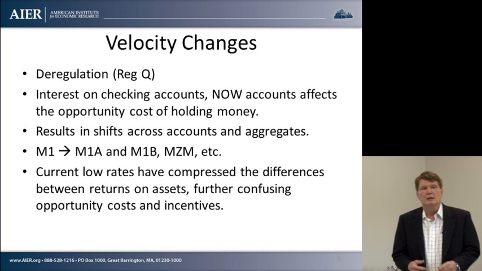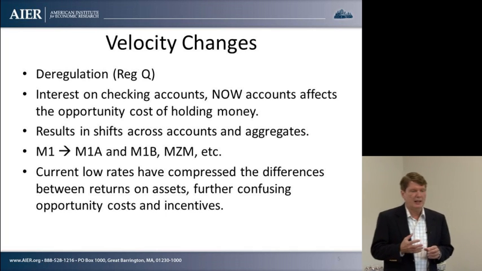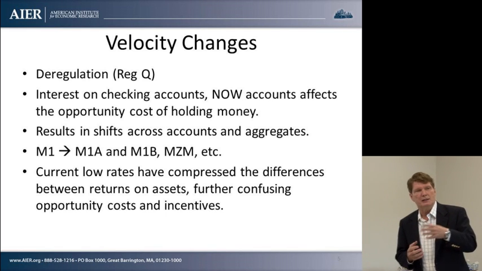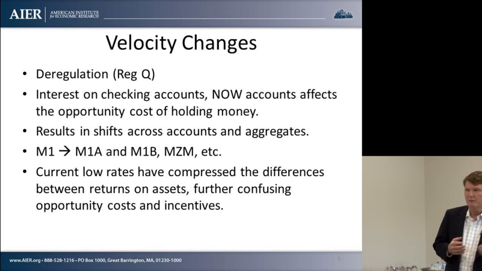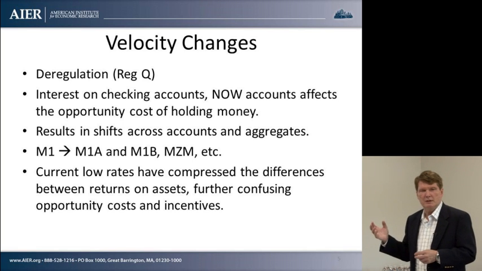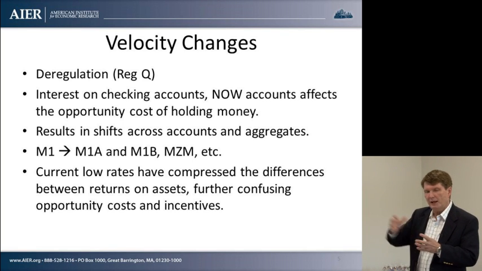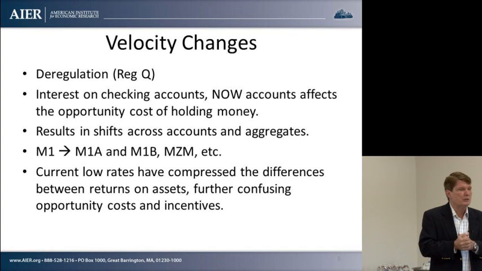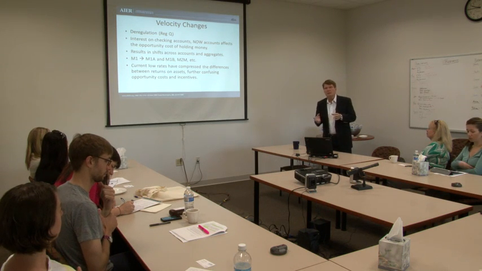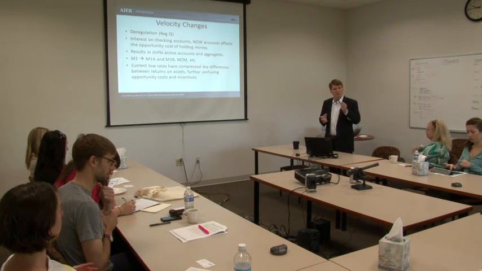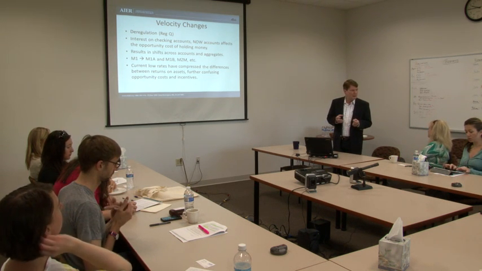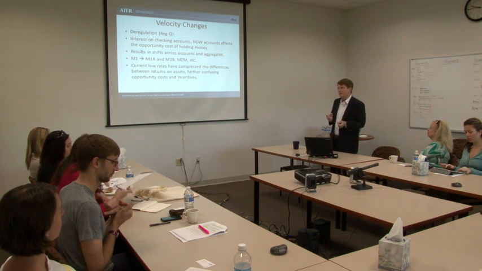So Reg Q prohibited banks from paying interest on checking accounts. No interest on checking accounts. Keep in mind that checking accounts, and I'll re-emphasize this in a moment, are part of M1. Savings accounts are not part of M1. So you're talking about different aggregates and different forms of money already. So anyway, no interest on checking accounts. You could pay interest on savings accounts, but banks were limited to 5.25% interest on savings accounts, and savings and loans could pay 5.5%. That was it.